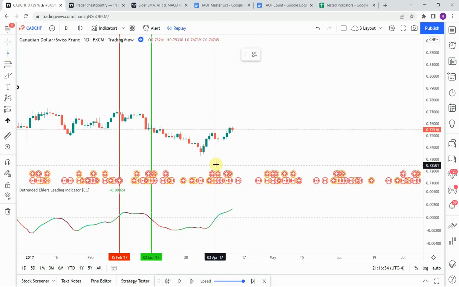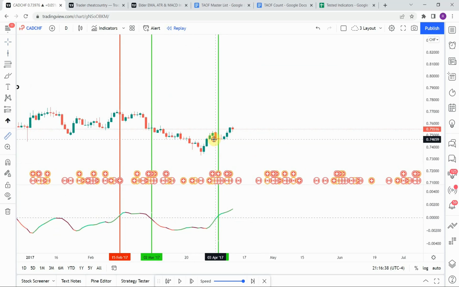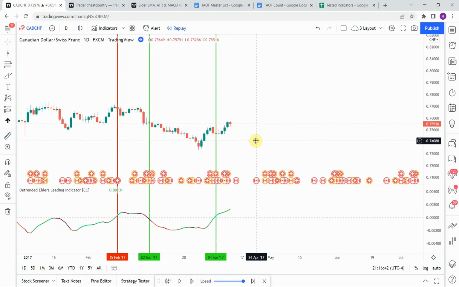We also pick up a long right here, and looks like we get another really nice push to the upside there, which also gets us to take profit. So what I'm going to do here is go ahead and fast forward through the testing. That way things don't get too long, and we'll pick this up when we're at the end of the year.